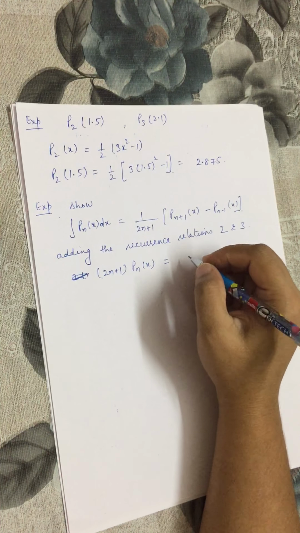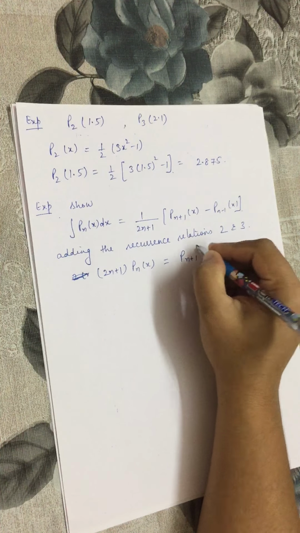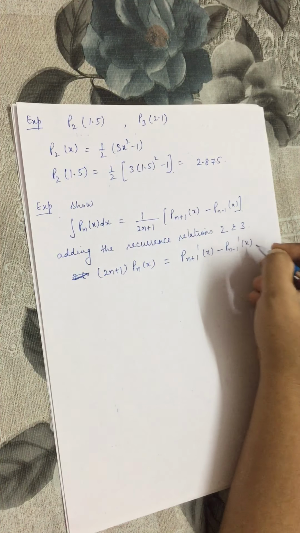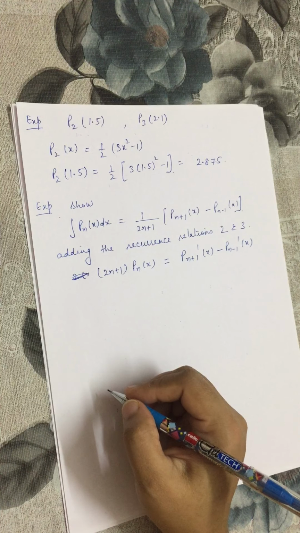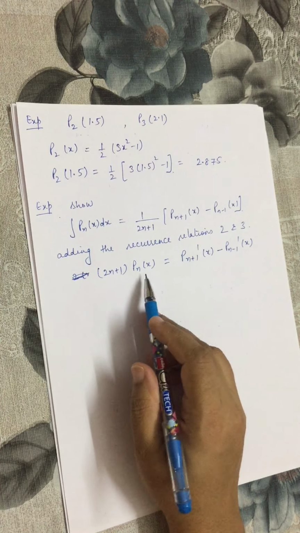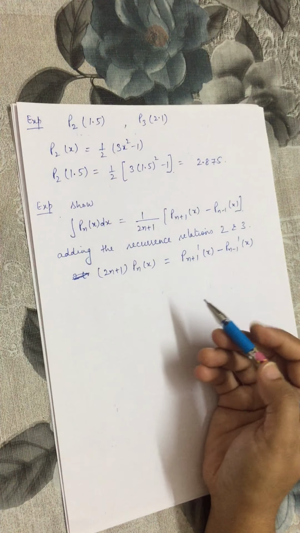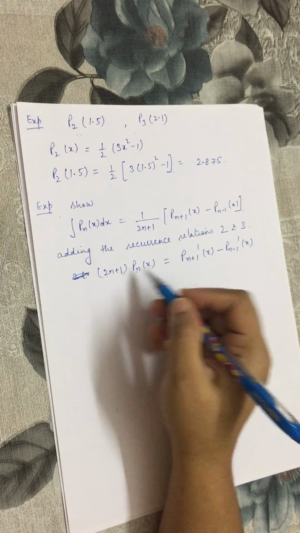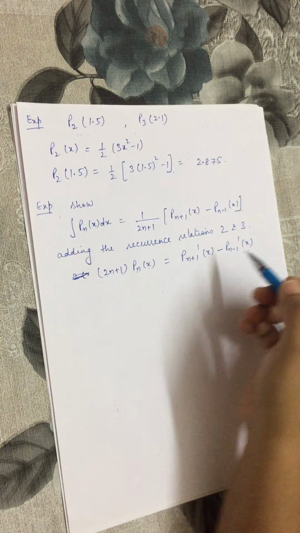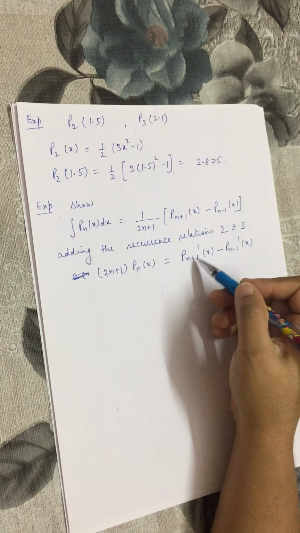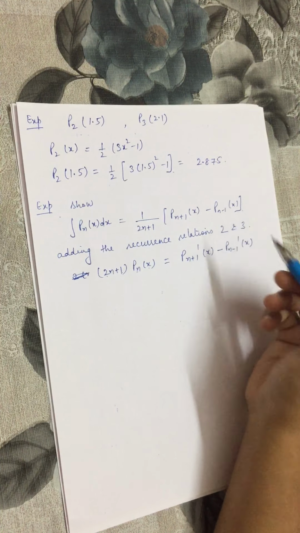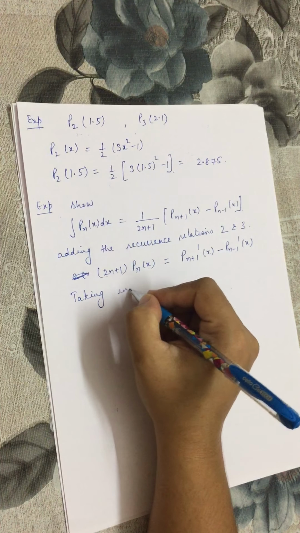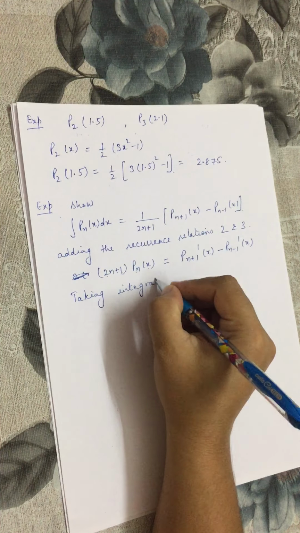This is pn plus 1 dash minus pn minus 1 dash, because the term which contains pn dash will be cancelled. So 2n plus 1 pn is equal to this, which means integral of pn x will be 1 upon 2n plus 1 into integral of this minus integral of this, and integral of this will be just pn plus 1, similarly integral of this will be just pn minus 1. So taking integration on both sides, we get the required result.